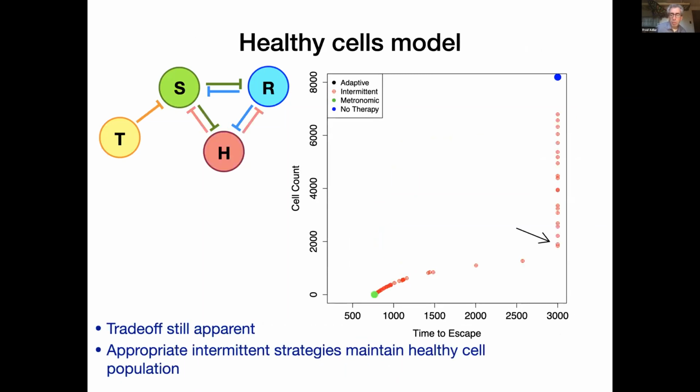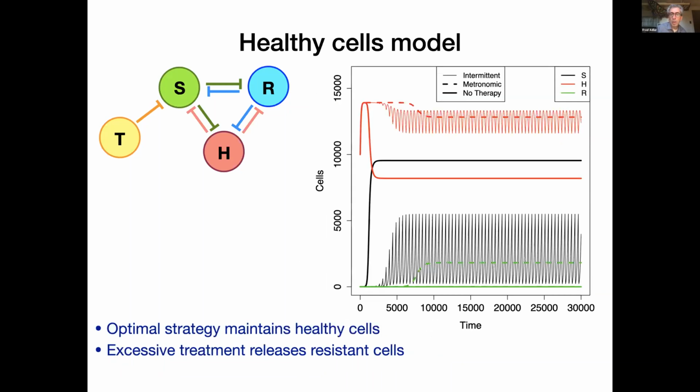The healthy cells model turned out to be rather interesting also. So if you plot the same graph, we see the trade-off here, but then there's a whole bunch of them that are really slow to escape. And we only ran it for time 3000, but some of these I think will go indefinitely. And so the ideal ones are the ones that have the fewest cells and the longest time to escape. And here's some of the dynamics for that case.